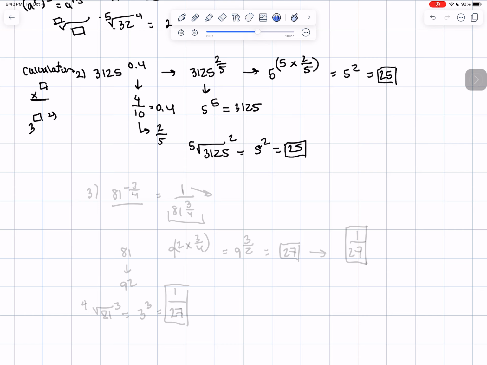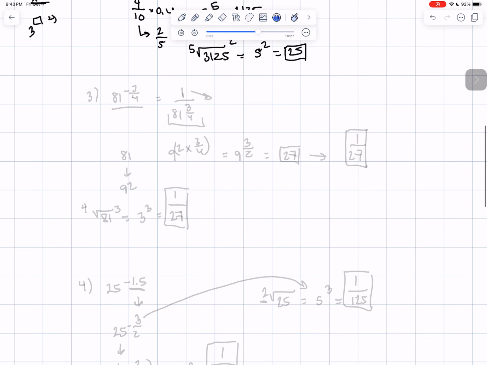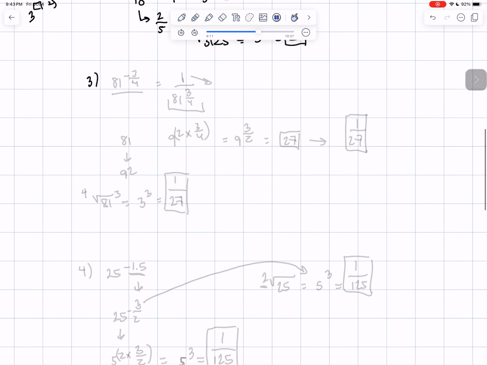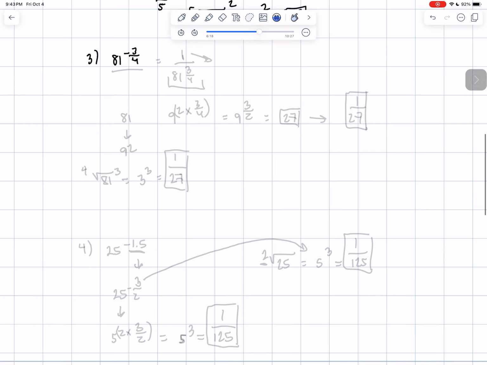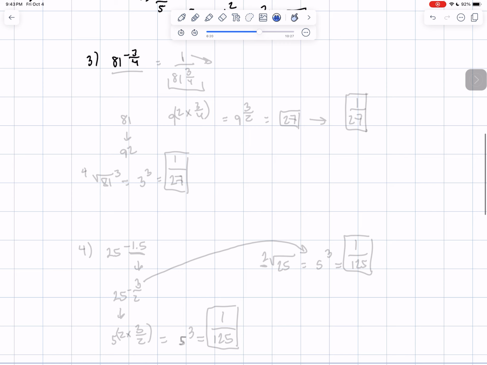And then let's do number 3. So this is going to be a little bit different than the last two. And why is that? Well, our fraction is negative. So what does that mean? If I have a negative result, this means I have to put it as 1 over this guy to make it positive on the bottom. Then I can solve. It makes it easy to solve.